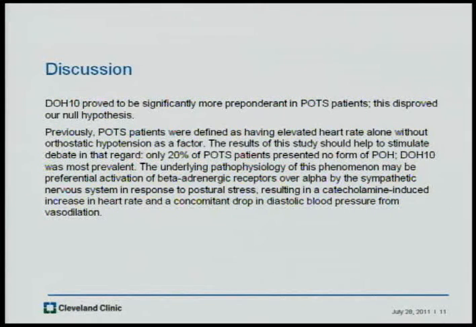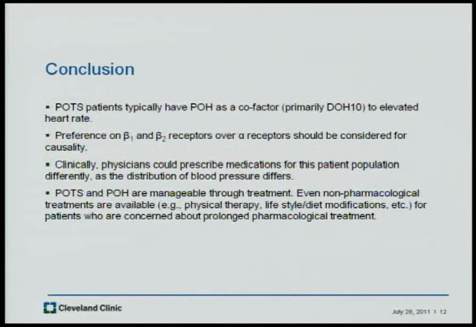DOH-10 was most prevalent. The underlying pathophysiology of this phenomenon may be preferential activation of beta-adrenergic receptors over alpha by the sympathetic nervous system in response to postural stress, resulting in a catecholamine-induced increase in heart rate and a concomitant drop in diastolic blood pressure from vasodilation. To conclude, POTS patients typically have POH as a cofactor, primarily DOH-10, to elevated heart rate. Preference on beta-1 and beta-2 receptors over alpha receptors should be considered for causality.